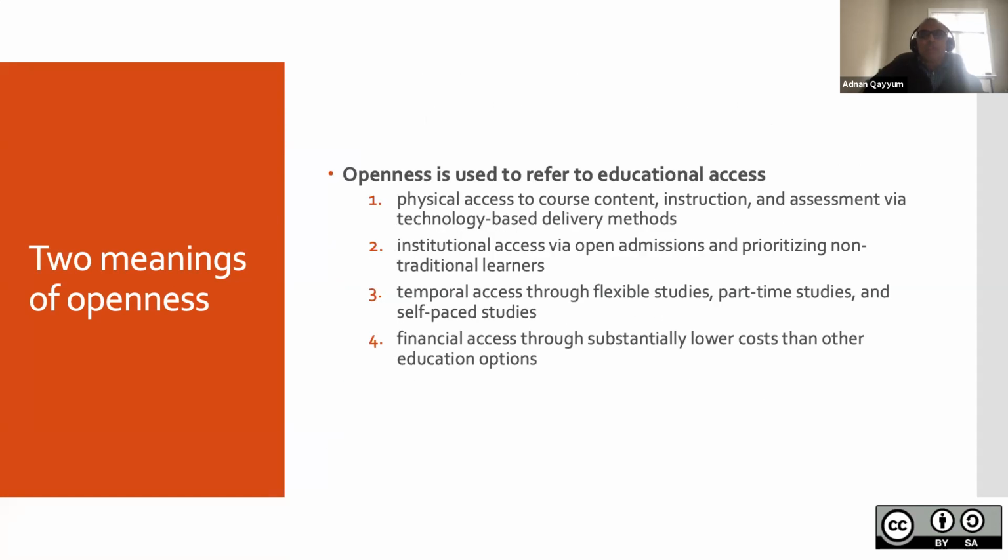And that is, openness is referring to educational access. And it's access in four senses of the word. There's physical access to course content, instruction, and assessment via different delivery methods. There's institutional access via open admissions and prioritizing non-traditional learners. And that's what the Open University movement was really strongly connected to when they talk about open education. There was temporal access, which is flexible studies, part-time studies, self-paced studies. And then there was financial access through substantially lower costs than other educational options. A lot of what's been used for the term openness more recently is connected to that last definition of openness.